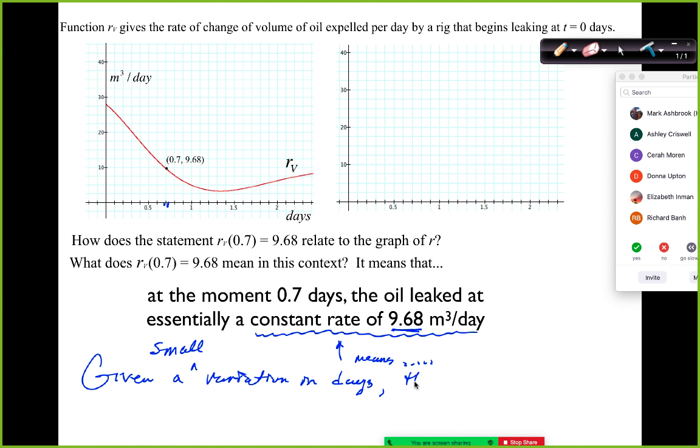the variation in oil leaked is 9.68 times, I'm calling this t, so 9.68 dt. Or dV equals 9.68 dt.